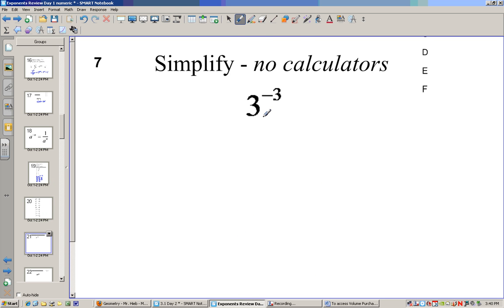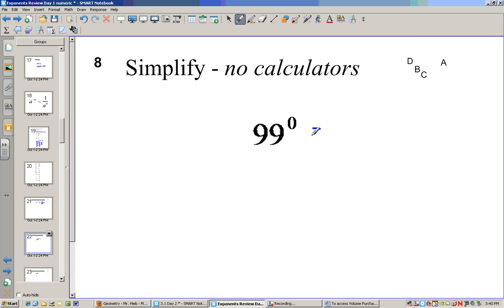All right, now simplify this without a calculator. What you do is 1 over 27, because it's 1 over 3 to the 3rd. 99 to the 0 power is 1.